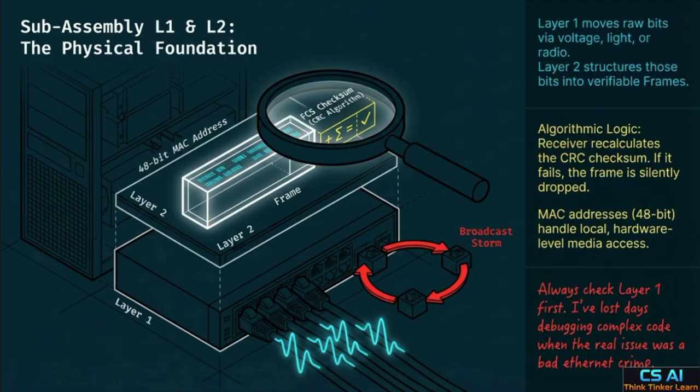Pro tip from the trenches. Always check layer 1 first. I've spent hours debugging complex, impossible software bugs, only to find the culprit was a poorly crimped Ethernet cable. Start at the physical layer every single time.